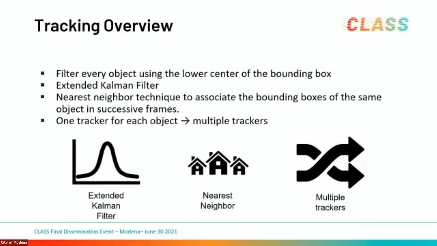Why is that? Because, as someone has already requested, we track with IDs, but we do not take these IDs into memory. We will explain this also a bit later. We compute one tracker for each object that we detect. So we have multiple trackers, one for each object that we detect in our view.